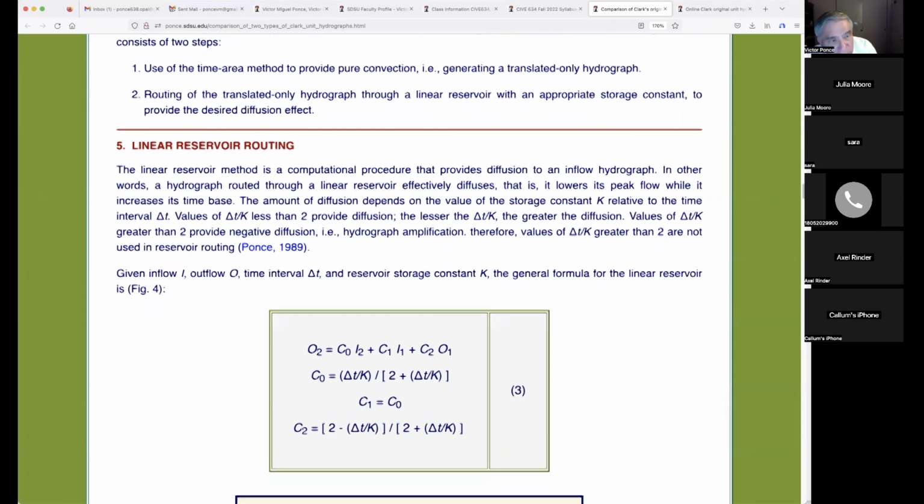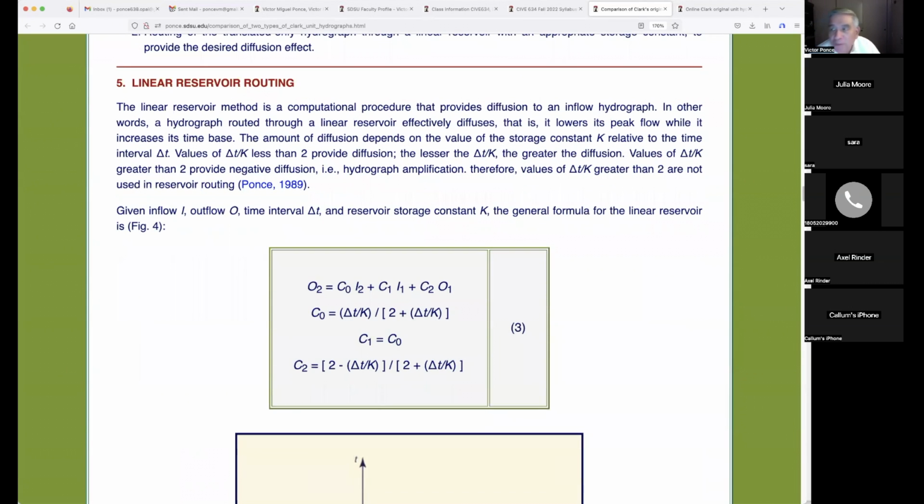And then we go into the linear reservoir routing, which we have not seen before because some of you have not taken this course yet, because this is not really taught in hydraulics, nor do you have to take hydrology in order to learn this stuff. Linear reservoir routing. So the linear reservoir is a computational procedure that provides diffusion to an inflow hydrograph. In other words, a hydrograph routed through a linear reservoir effectively diffuses, that is, it lowers its peak flow while it increases its time base.